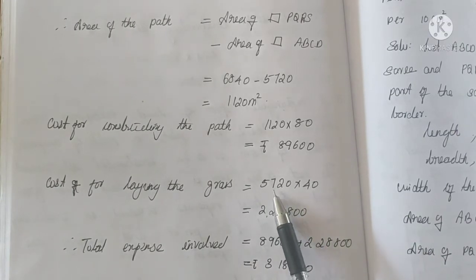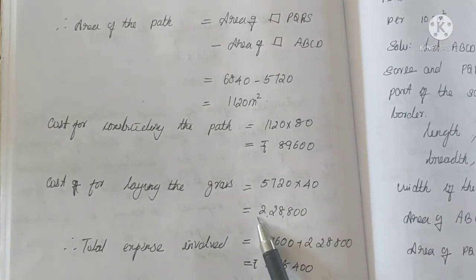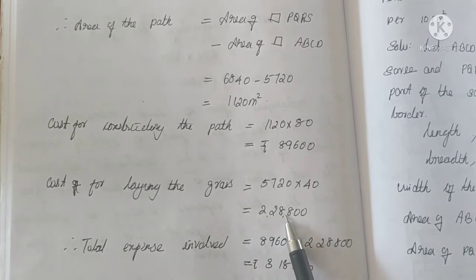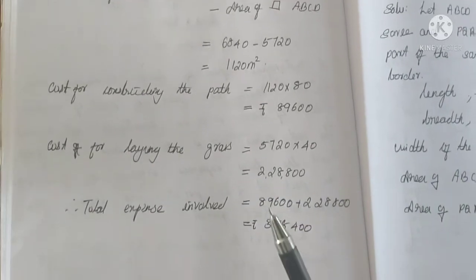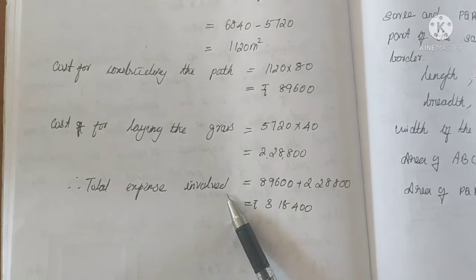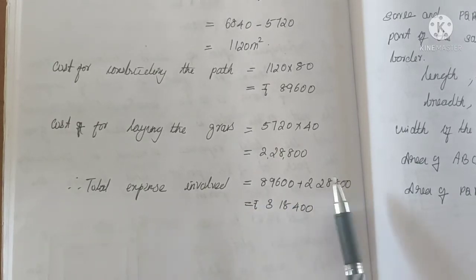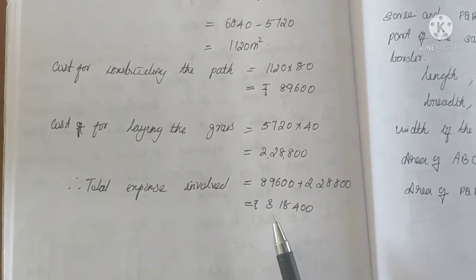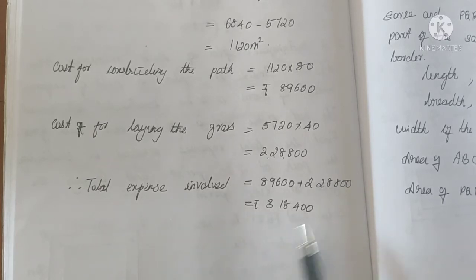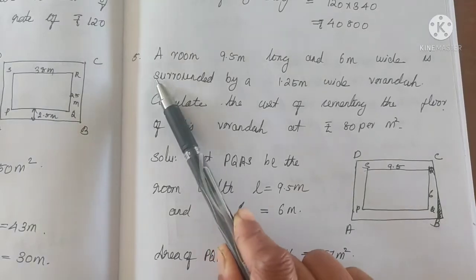So 5720 into 40 is equal to 2,28,800. Okay. Now the total expense involved is equal to 80. Both the values we are adding. We are getting 3,18,400.